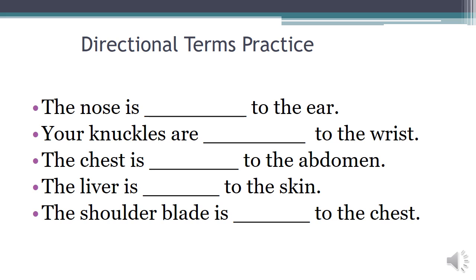Next is the liver is blank to the skin. If you guessed that the liver is deep to the skin, you would be correct. Since the liver is an internal organ, basically all of your internal organs will be deep to the skin, since the skin is the most superficial organ. Finally, the shoulder blade is blank to the chest. If you guessed that the shoulder blade is posterior to the chest, you would be correct, because your shoulder blades are on your back or on the back of your body, whereas your chest is in the front.